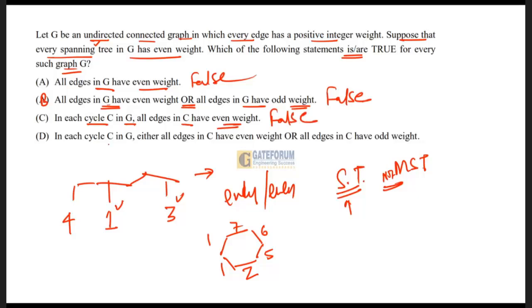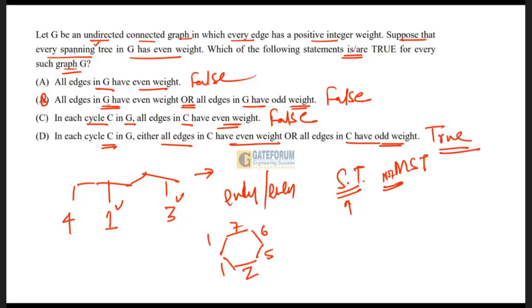So option D: in each cycle C in G, either all edges in C have even weight or all edges in C have odd weight. Yes, for each particular cycle we are talking. If every edge has even weight, even will be considered, and if every edge has odd weight, odd will be considered. Else, an even and odd combination will be there, and with the help of that the result may not be even. So conceptually we can say that option D is true.